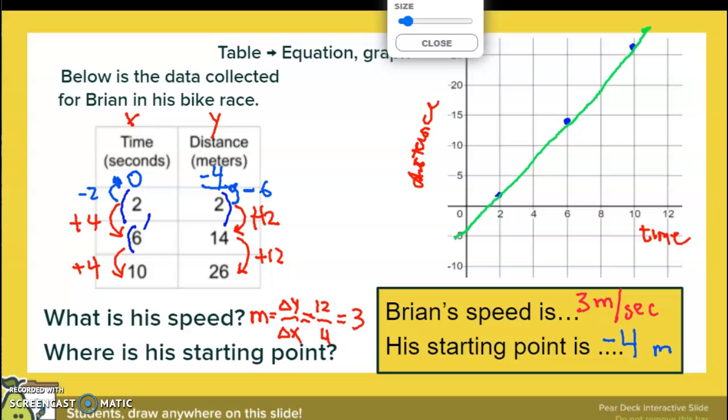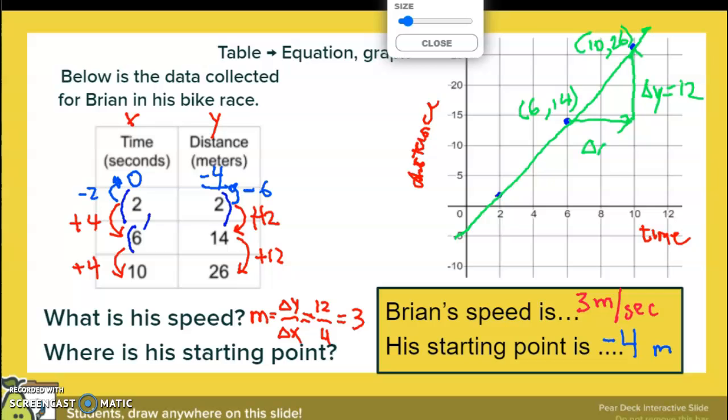Okay, so where the slope is, remember this point was the middle point, so that's 6 comma 14, and this was 10 comma 26, and I can figure out the delta y. It went from 14 to 26. So 26 minus 14 is going to be 12 here.